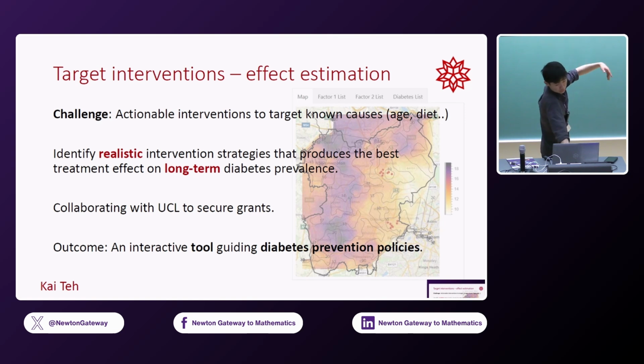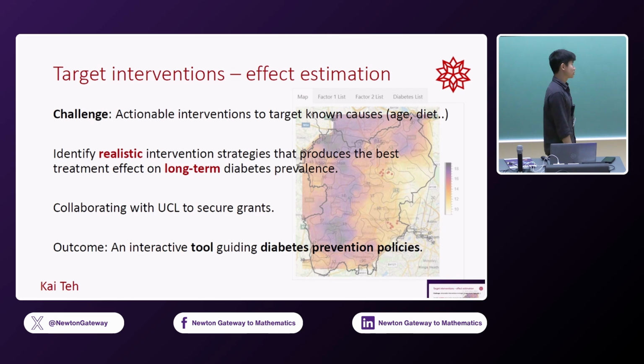To extend the project, we are currently working with UCL to secure grants, and one grant we are looking at is the CHAI, the Causal AI in Healthcare grant. And if you guys have any more leads, feel free to talk to me later.